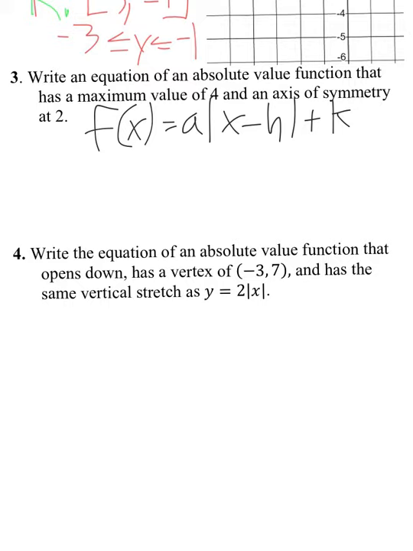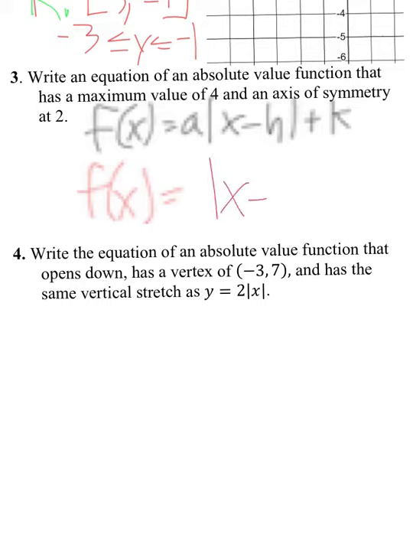All right. So write an equation of an absolute value function that has a maximum value of 4. So that's the k. So I'm gonna write f of x equals and an axis of symmetry at 2. That's the h, because remember the vertex is at h comma k. So I'm gonna just put x minus 2.